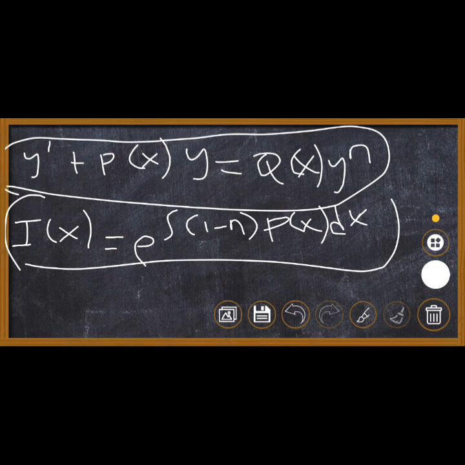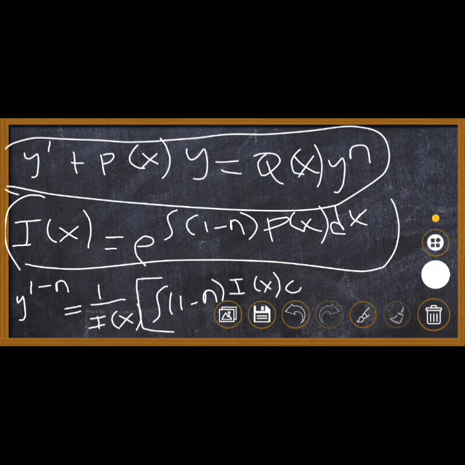Then the formula for the general solution is where you have y raised to power 1 minus n equal to 1 over the integrating factor, then in this case we are going to have the integral of 1 minus n, and then integrating factor multiplied by q of x dx plus c. So this is what makes up the Bernoulli equations, or the nonlinear differential equations.